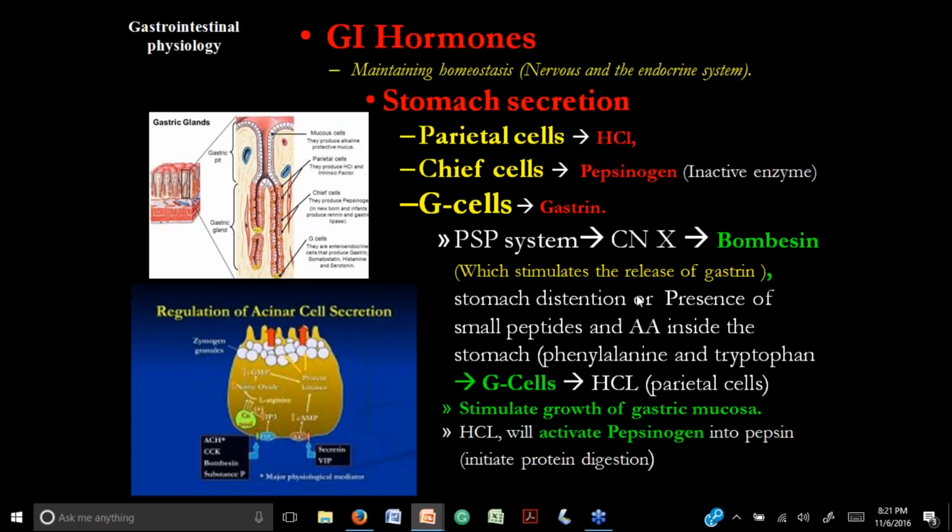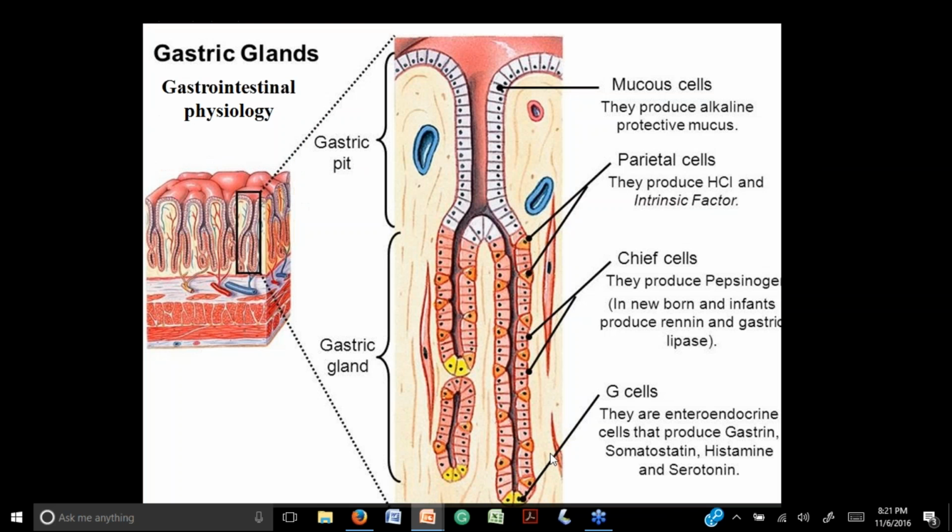All right, so we have other functions. For example, these G cells are going to have a substance that stimulates the growth of the gastric mucus, and the chlorhydric acid, as we already mentioned, is going to activate the pepsinogen into pepsin.